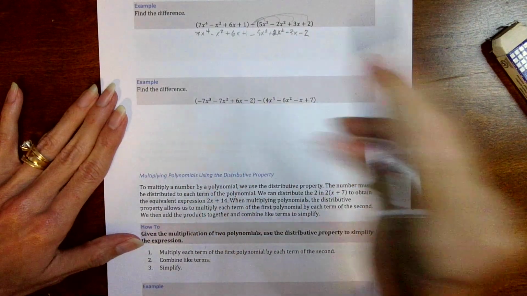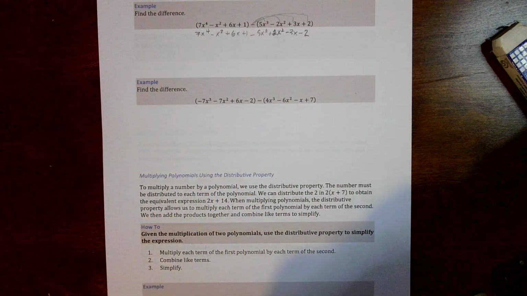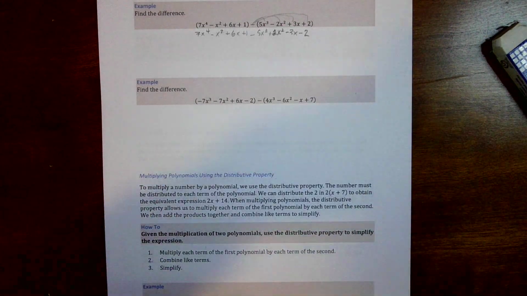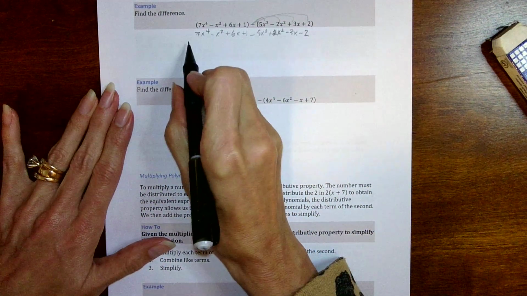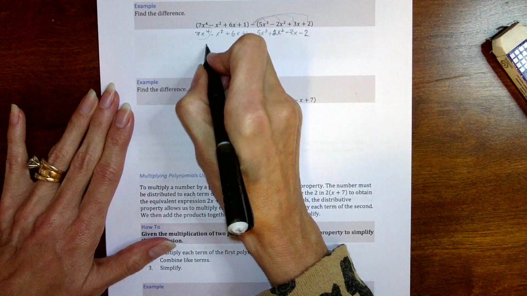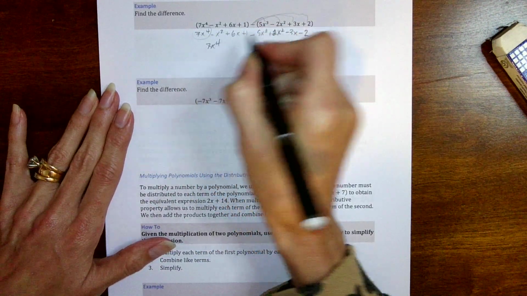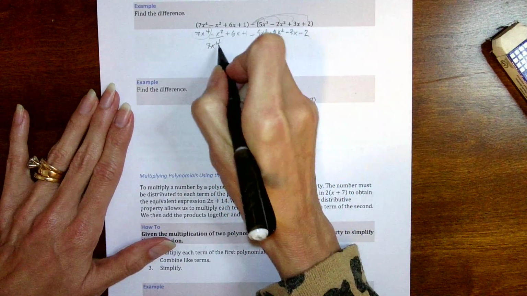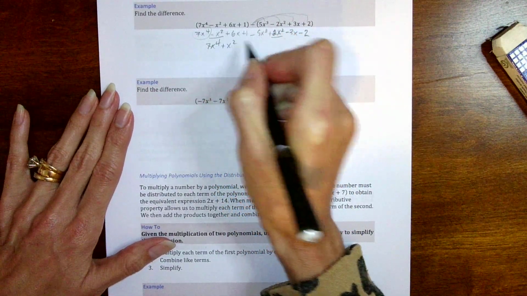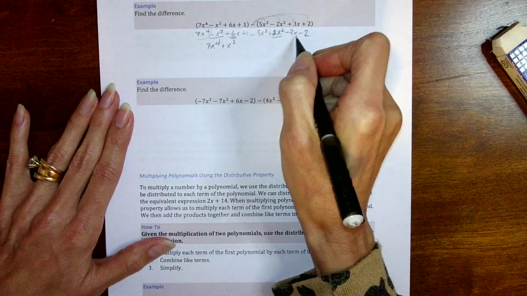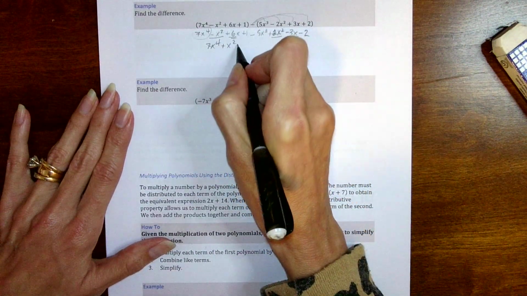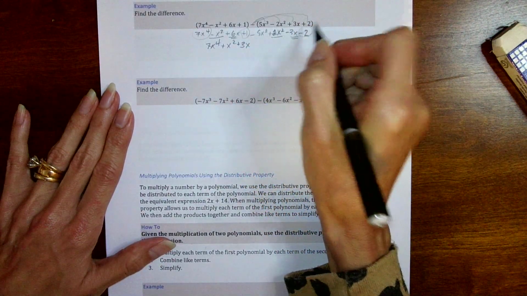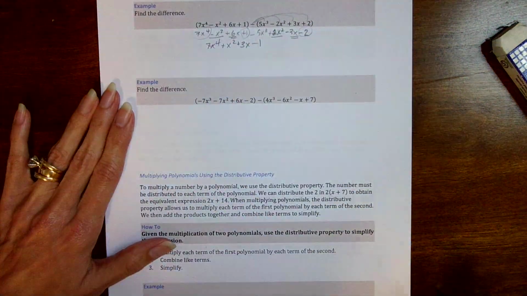And now that I've distributed that negative, I'm going to collect like terms. So I only have 7x to the fourth. And let's look for x squared. So I have this one and this one. So that's a plus x squared. I have a 6 and a minus 3, so that's a positive 3x. And then I have a 1 and a minus 2, gives me minus 1.